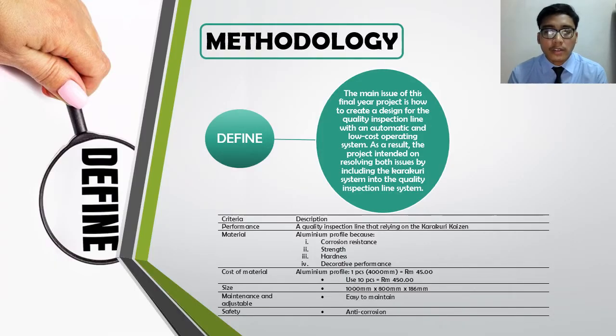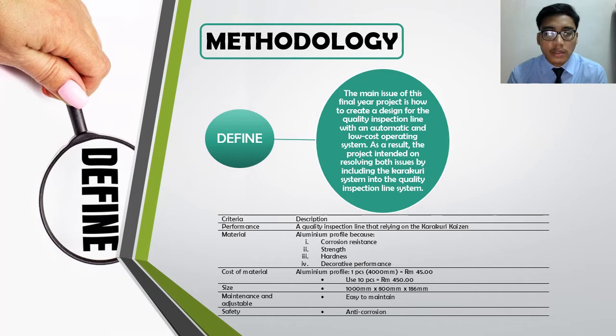The main issue of this final year project is how to create a design for the quality inspection line. It's an automatic and low-cost operating system. Thus, all of the project's problems were stated, all of the project goals were specified, and the target processes were outlined for this define process. And all of this will be shown in this table below.